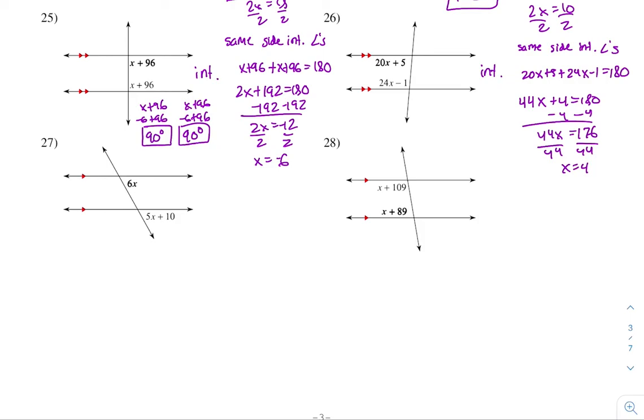Plug that into the original, or into both angles. So 20 times 4 plus 5, 24 times 4 minus 1. And you should have gotten 85 degrees and 95 degrees. And does that check off? Yes, because same side interior angles are supplementary, which means 85 plus 95 better equal 180, and it does. So, good.